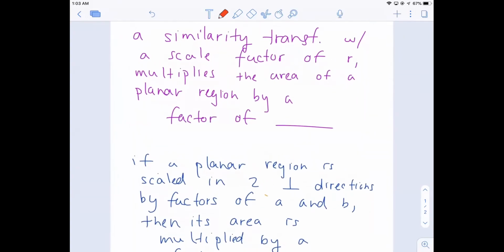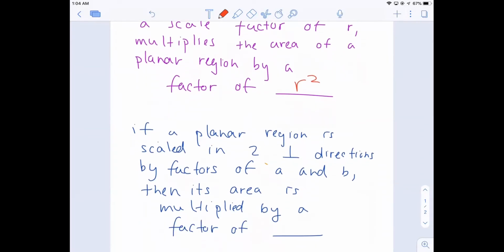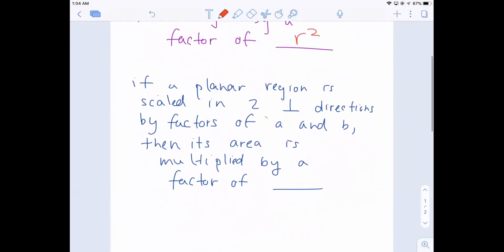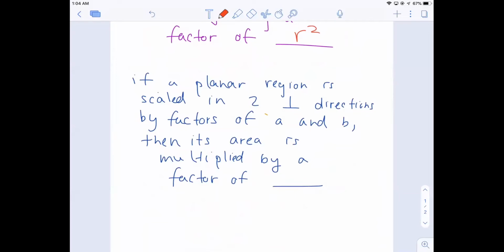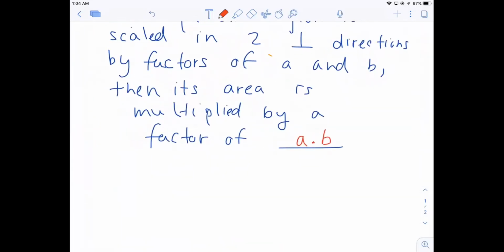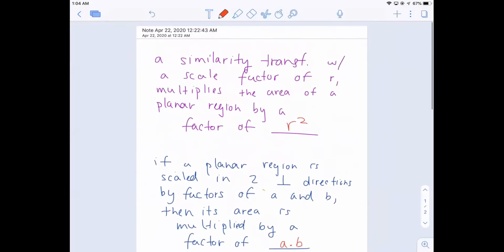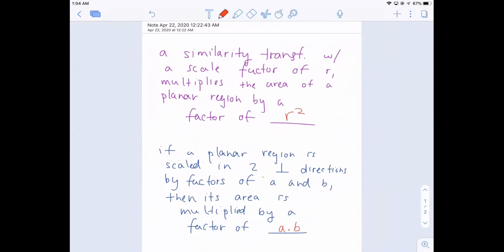All right, so when we scale similarly, or when we dilate something, and we have similar figures by a factor of r, the areas get multiplied by a factor of r squared. And when we scale something in two perpendicular directions by factors of A and B, then its area gets multiplied by a factor of A times B, right? And usually the two perpendicular directions are going to be the horizontal and vertical directions. Cool?